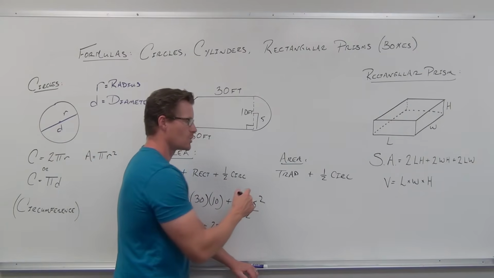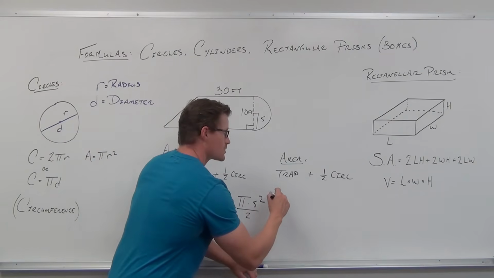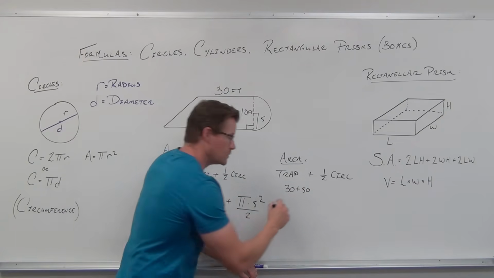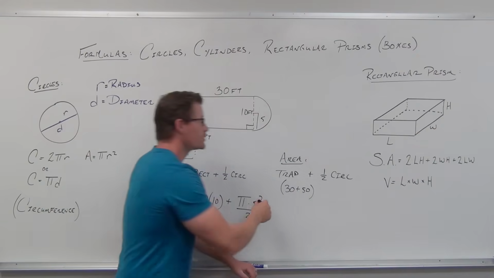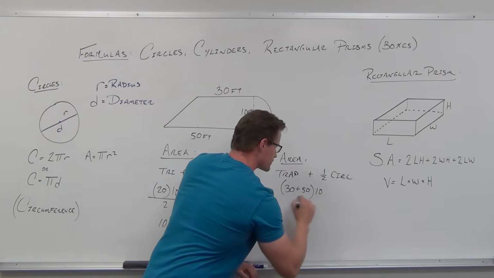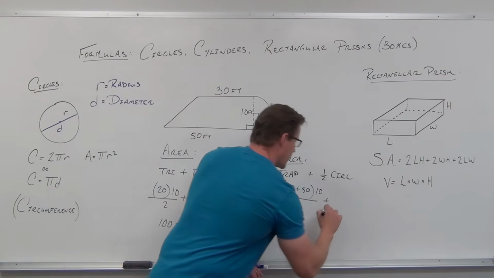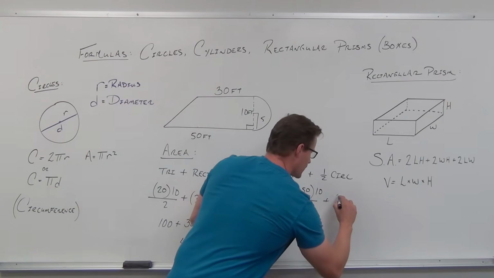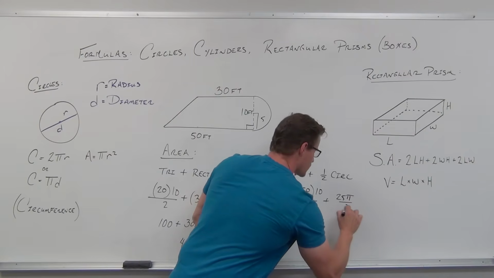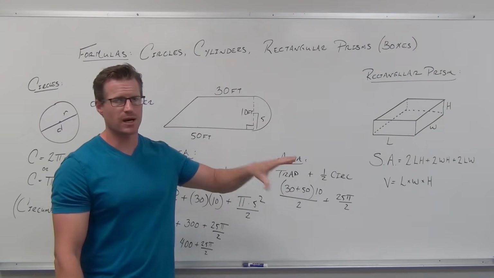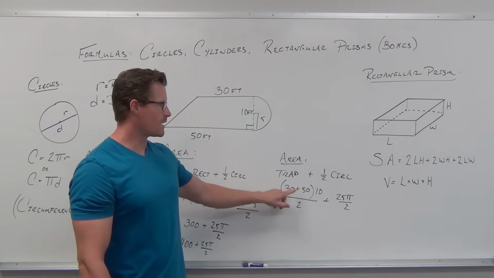So the trapezoid told us that we need to take the base 1 plus the base 2, multiply by the height, and cut it in half, or divide it by 2. The half a circle is exactly the same thing. So we're going to leave that 25 pi over 2. You take the radius of 5, you'd square this 25 times pi divided by 2. That's what we have. Let's see how this works out.